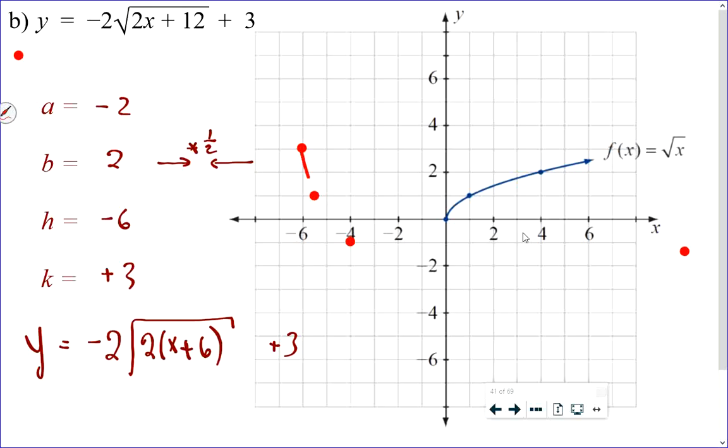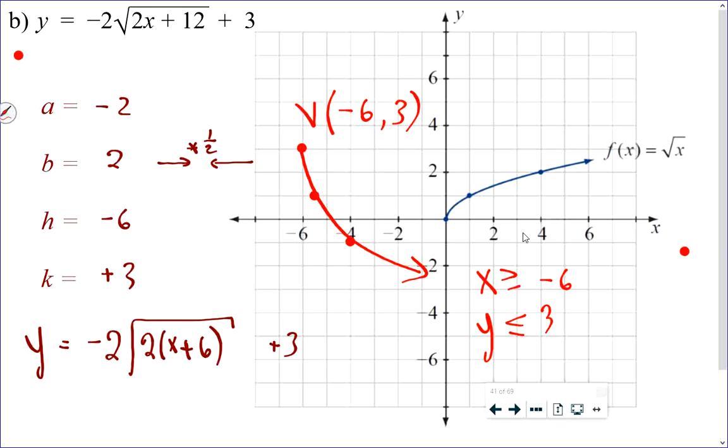So it's going to look like this. Domain: x is greater than or equal to -6. Range: y is less than or equal to 3. Vertex: we weren't asked for the vertex, but again, I want to point out that it's at (-6, 3), which is (h, k). Any questions with B?